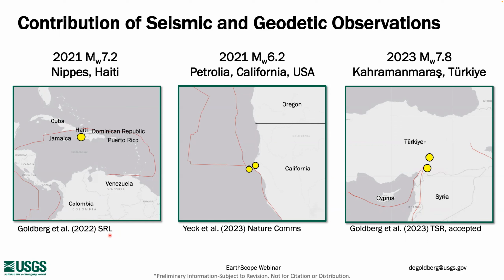Next, we have the magnitude 6.2 earthquake sequence in Petrolia, California from 2021, not to be confused with the one the same date a year later. This has been recently published in Nature Communications and work led by my colleague, Will Yeck.